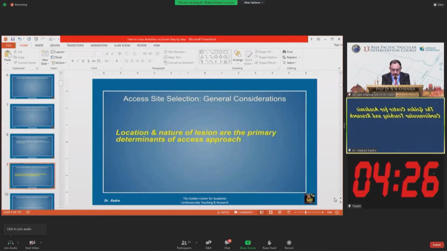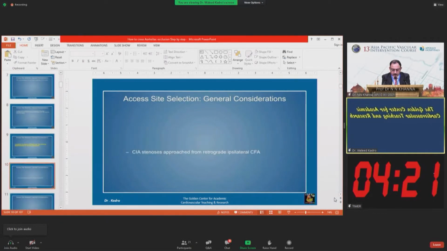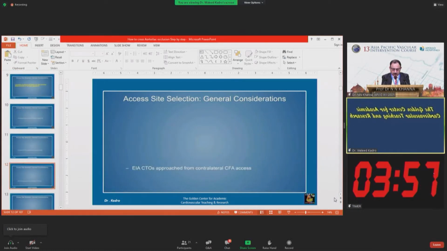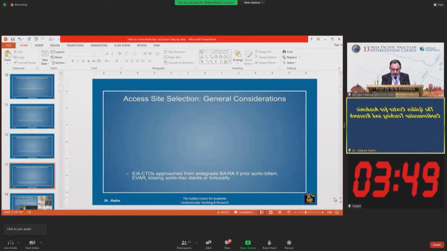The location and the nature of the lesion are the primary determinants of the access approach. So if there is common iliac artery stenosis, the approach is clear: retrograde from the ipsilateral common femoral artery. If there is a proximal common iliac artery CTO, chronic total occlusion, we try to approach from antegrade, whether the brachial or the radial artery. If there is an external iliac artery CTO, the approach is from the contralateral common femoral artery, crossing over and then doing the intervention.